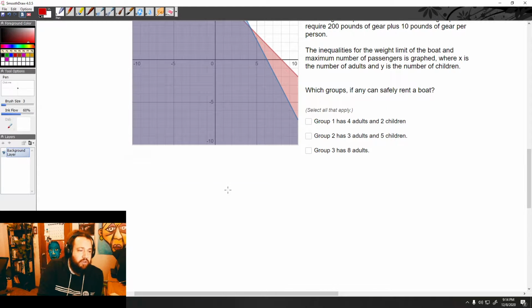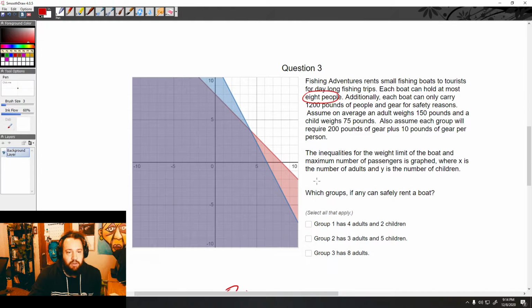So one of our equations is going to be 8 is greater than or equal to our adults and children, okay? So we will have x is the children plus y is the adults. So that says it right here, where x is the adults and y is the number of children.